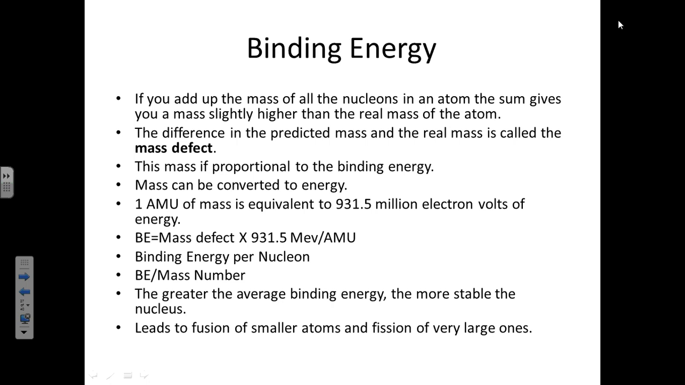Binding energy. The difference between the predicted mass and the mass that you really have, that's called the mass defect. So the difference when you add up all the masses of the nucleons and the real mass, that's the mass defect. And that's always proportional to this binding energy. 1 AMU of missing mass, of mass defect, is equivalent to 931.5 million electron volts. So we might write that as megaelectron volts.